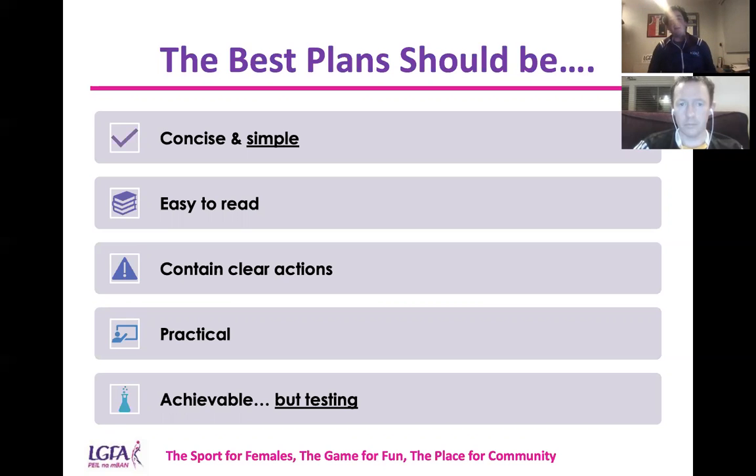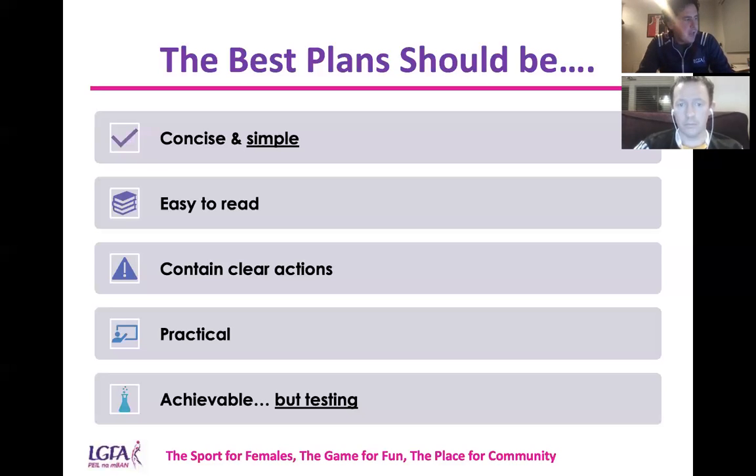It should contain clear actions. It's no good saying we're going to field at every age group if there's no actual actions about how that's going to be achieved or how that's going to happen. And one part of your plan might be that you're going to fill every officer position, but there's no point saying that and then hoping people will turn up at the AGM to fill them. So it's about how you're actually going to do the things you say you're going to do as part of your plan.